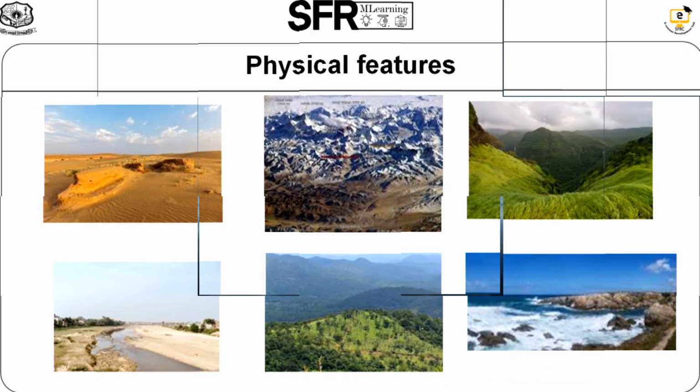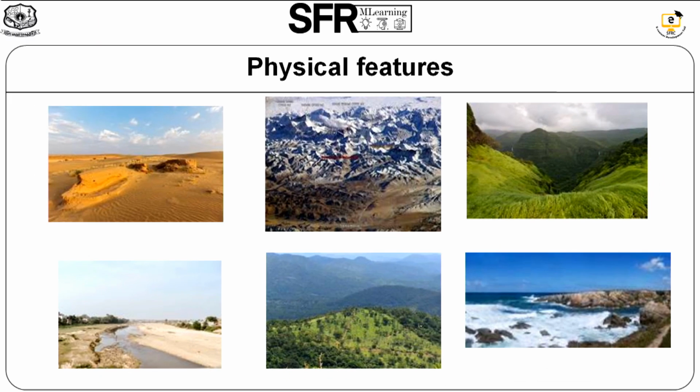Now let us see the images of the physical features of India. This is the Thar desert, and next is the mountainous region of the Himalayas, and next is the plateau, and below this, the mountains and coastal regions of India. So these are the images of the physical features of India. Now, how have the physical features of India been divided into various regions? Let us go into the topic.